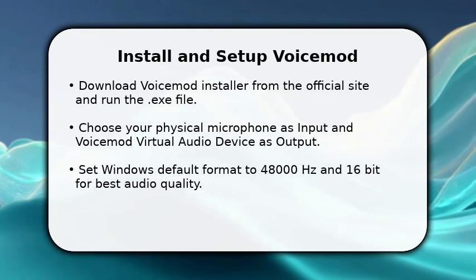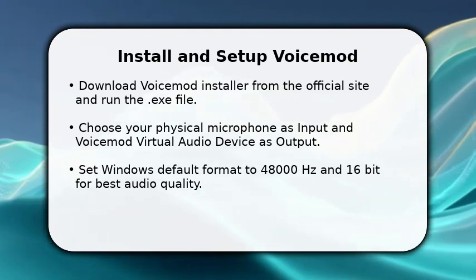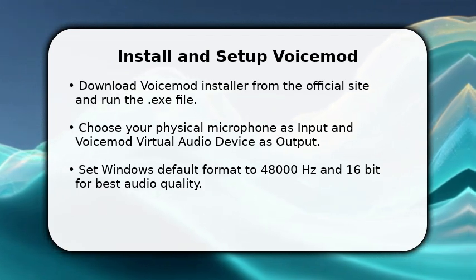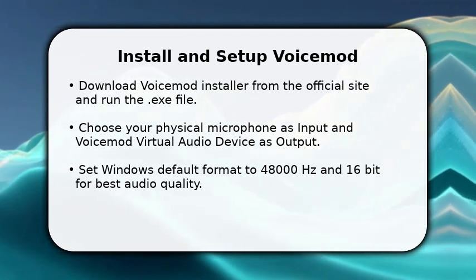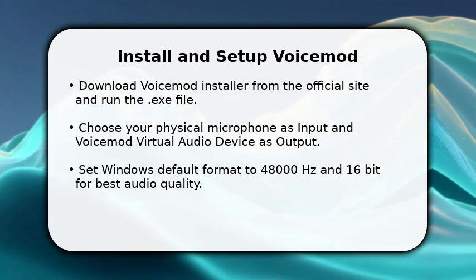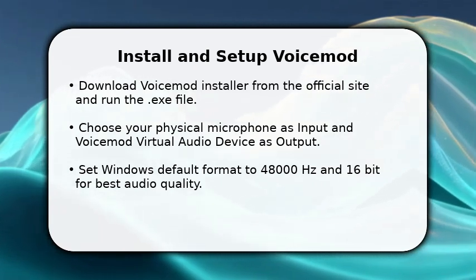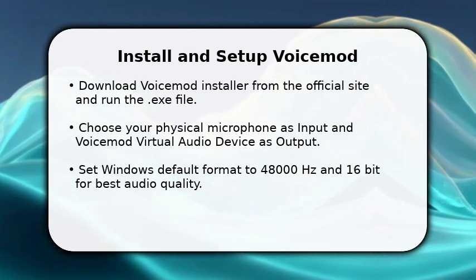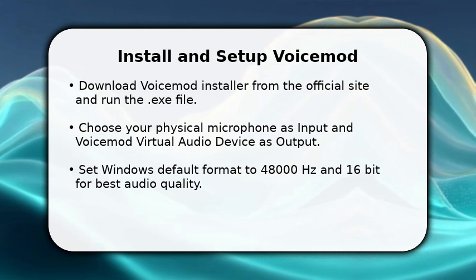Enjoy the video. Start by downloading Voicemod from the official site and run the installer file. Follow the on-screen steps and allow device driver installation if prompted by Windows. Open Voicemod and select your physical microphone under Input Settings. Set Voicemod Virtual Audio Device as your system output device for apps.